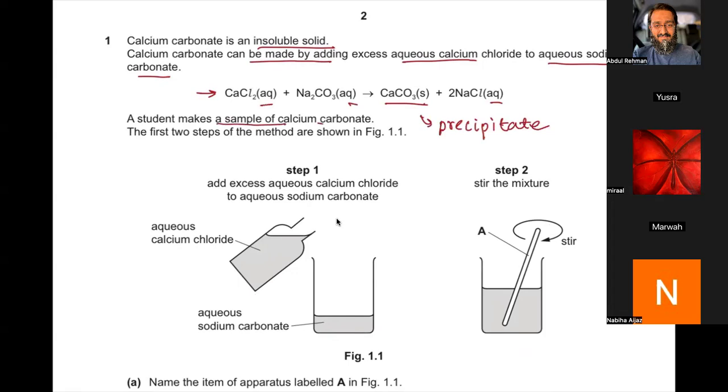The student makes a sample of calcium carbonate. The first two steps of the method are shown in figure 1.1. So what is step 1? An excess of aqueous calcium chloride to aqueous sodium carbonate. So they are adding calcium chloride to sodium carbonate. Step 2, stir the mixture. So it is sodium carbonate and it is calcium chloride.